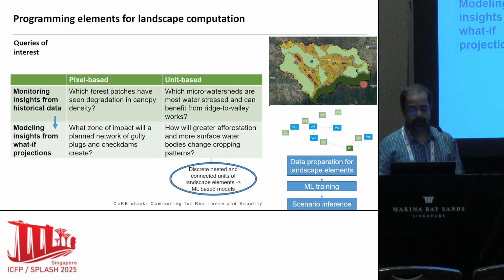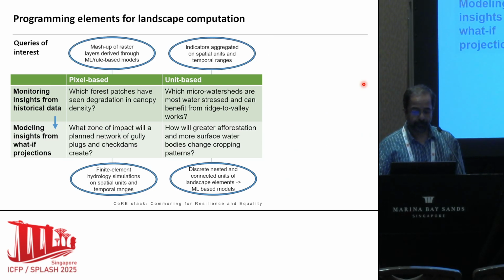So this really, right, you're representing the landscape in terms of units and figuring out what are the connections, what's the nesting of these units, and then you can do all sorts of different ML models on top of it. The two papers that I'm going to talk about, right?